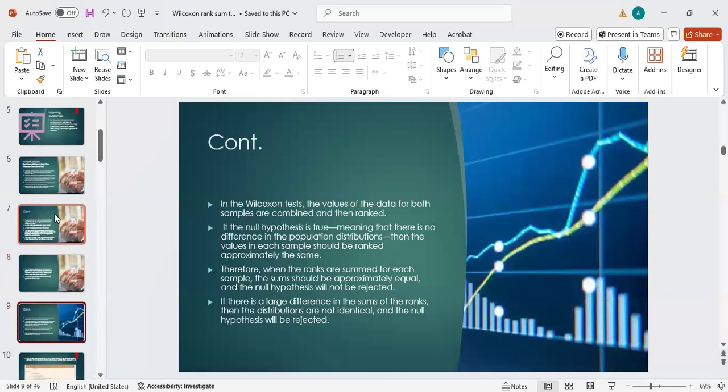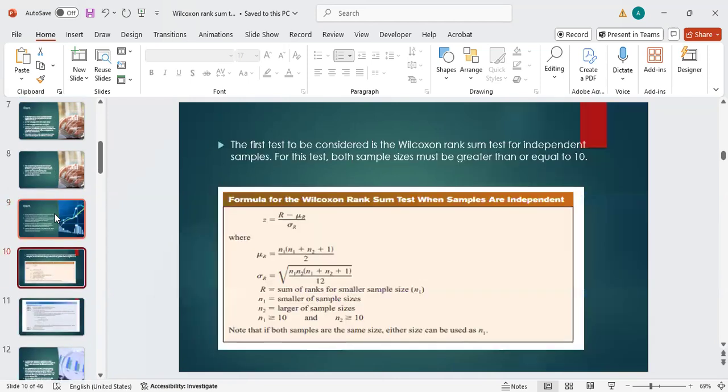In the Wilcoxon test, the values of the data for both samples are combined and then ranked. If the null hypothesis is true, meaning that there is no difference in the population distribution, then the values in each sample should be ranked approximately the same. Therefore, when the ranks are summed for each sample, the sums should be approximately equal and the null hypothesis will not be rejected. If there is a large difference in the sums of the ranks, then the distributions are not identical and the null hypothesis will be rejected.